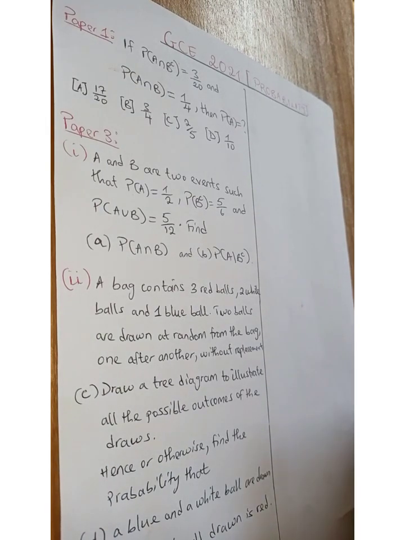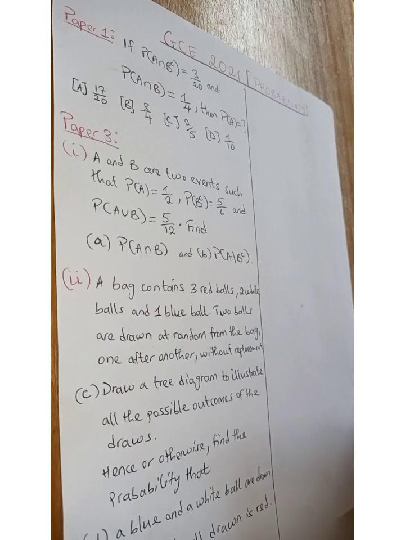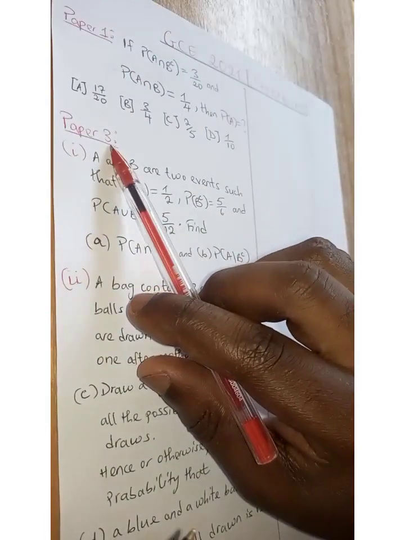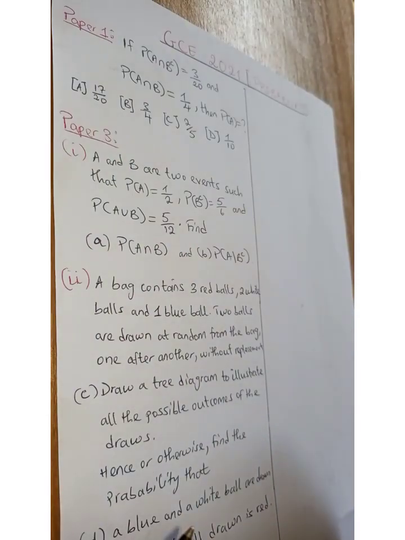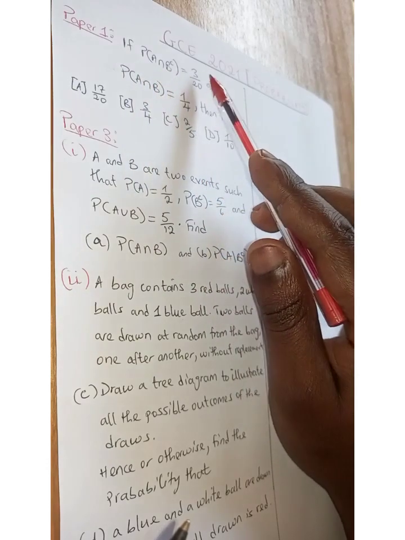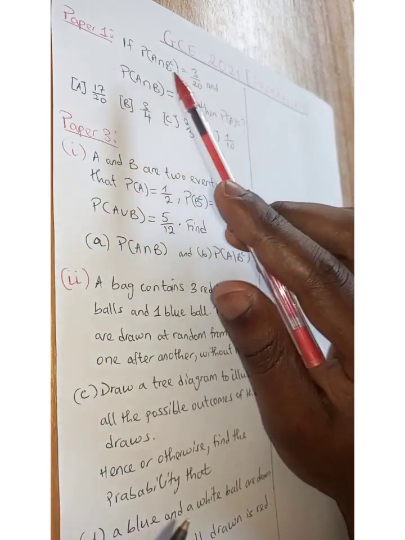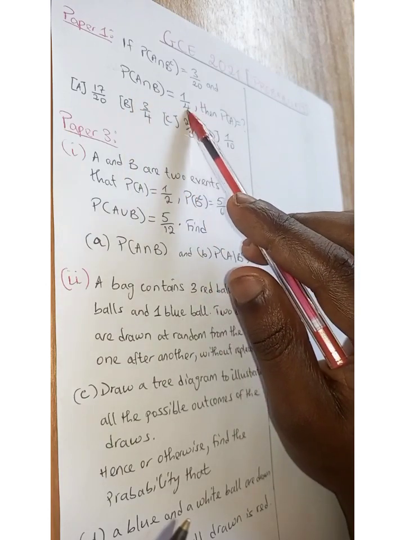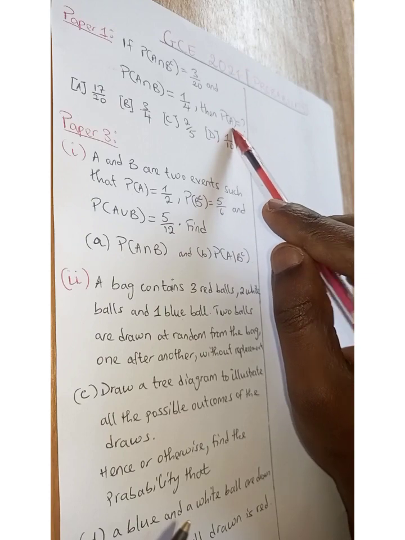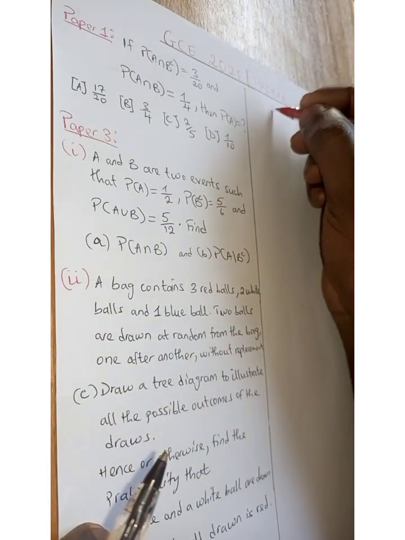In this tutorial, I'll be presenting the solution of this GCE problem that came in 2021 under probability, both from paper 1 and paper 3. Now, from paper 1, we have that if the probability of A intersection B complement is 3 on 20 and the probability of A intersection B is 1 on 4, then what is the probability of A? Solution.